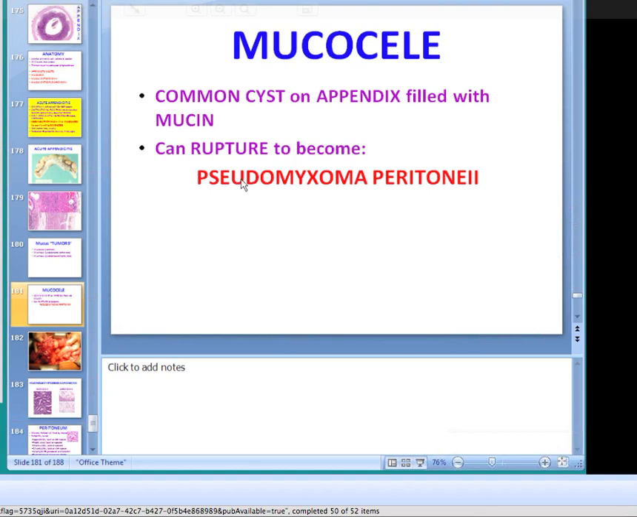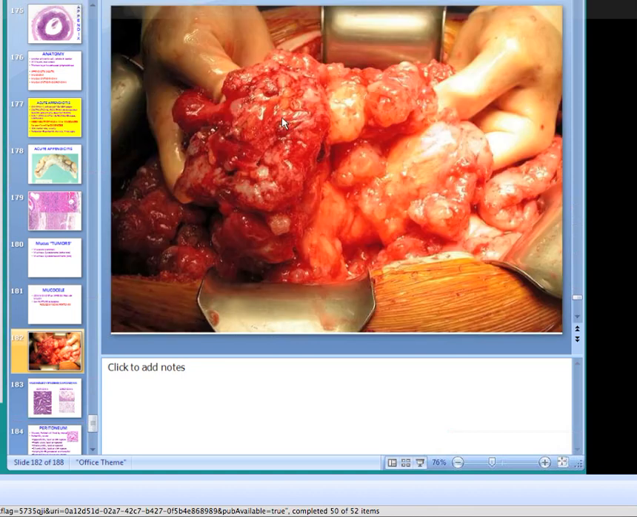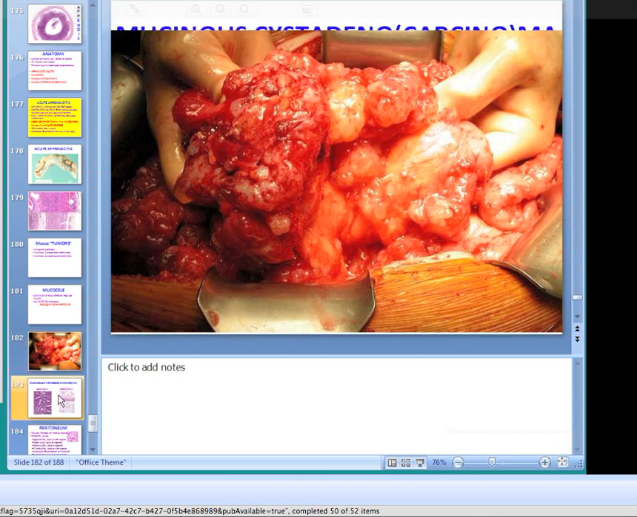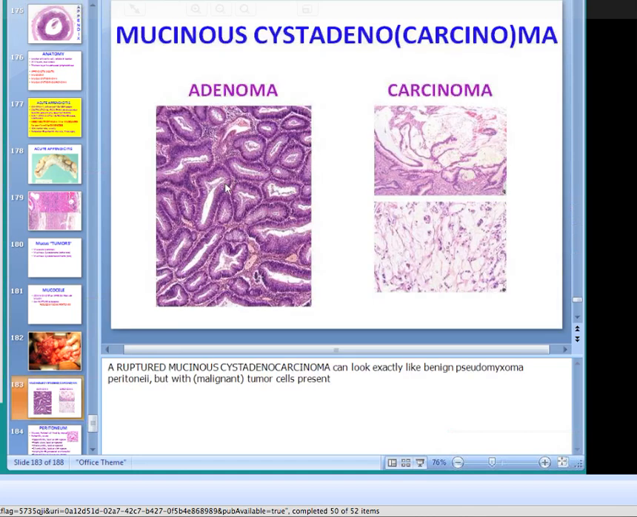Nevertheless, if it was a mucinous carcinoma and it ruptured, it would also send mucus all over the peritoneum. But in this case, there'd be tumor cells as well, wouldn't there? Malignant tumor cells. Here's a ruptured mucocele. It's pretty big. Looks like a big bag of mucin all over the place, perhaps obstructing or disrupting the normal anatomy and physiology of the bowel in that area.